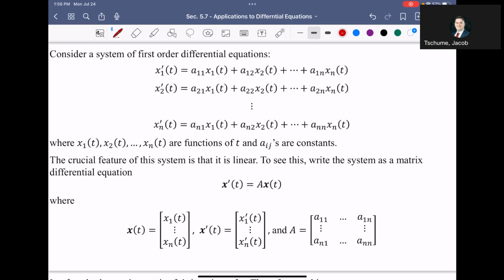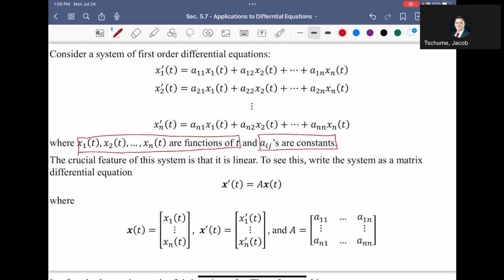In these equations, we let x1 through xn of t be functions of t, and all of the a subscripts can be any constants that you want them to be. Obviously, y'all made it through Cal 2 to be in this class. All of the primes on the left represent the derivatives of these functions.